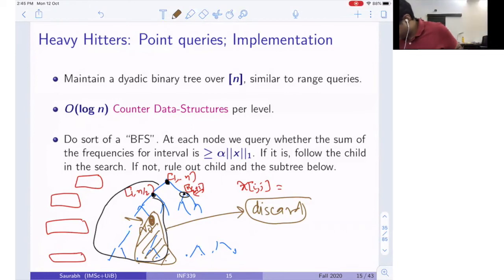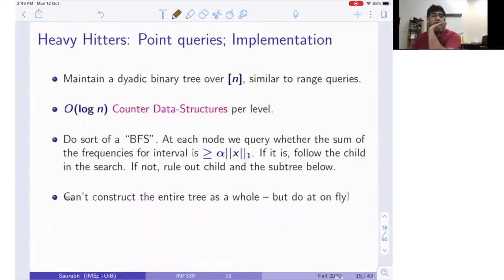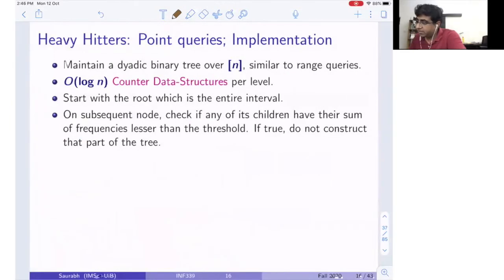Either way, fine. So now we can't construct this entire tree as a whole, but we need to build this tree on the fly. And how will we do this? We start with a root, which is the entire interval. On each subsequent node, check if any of your children have their sum of frequencies lesser than the threshold. If true, do not construct that part of the tree. So you're going to construct only this tree.